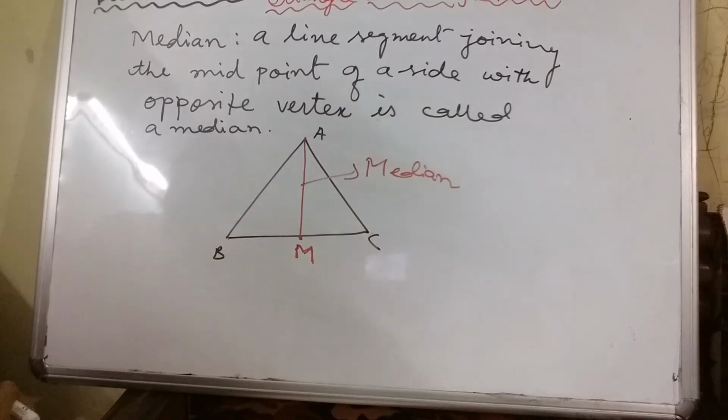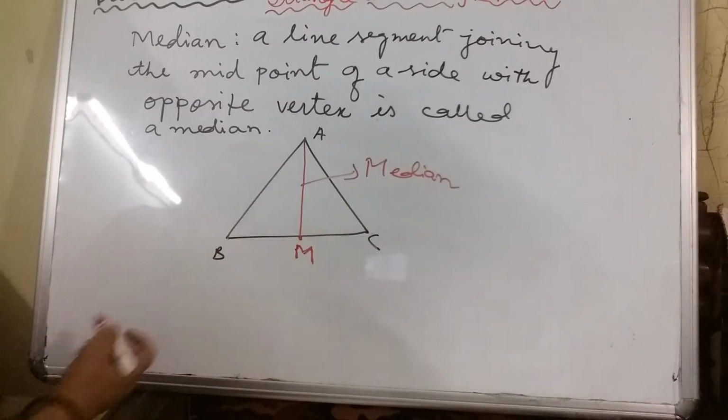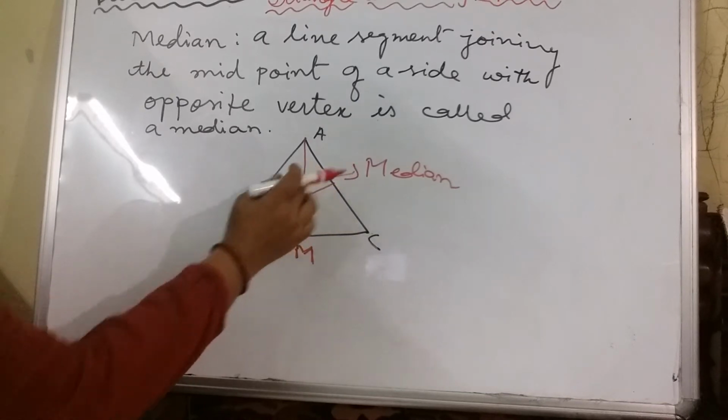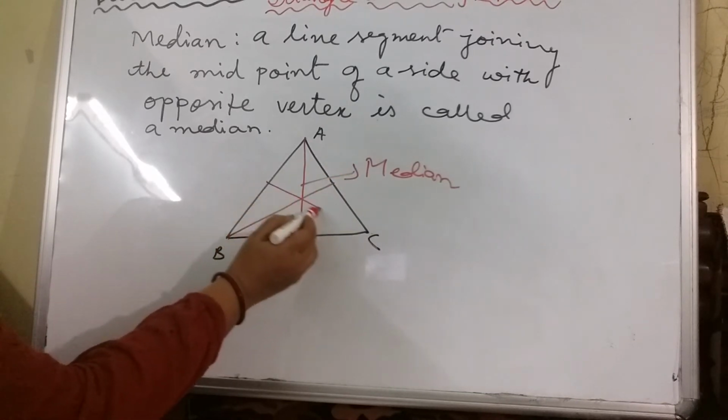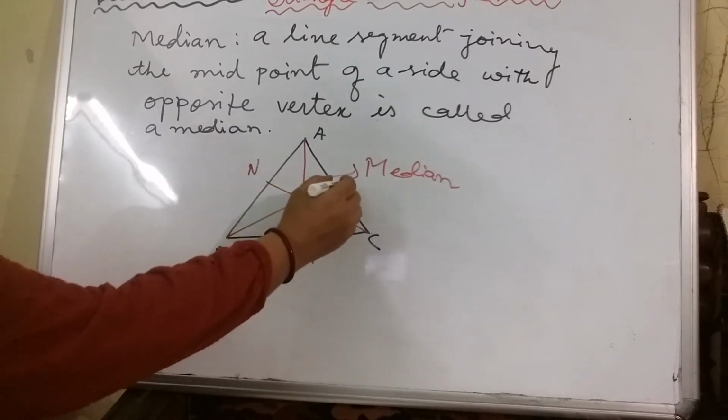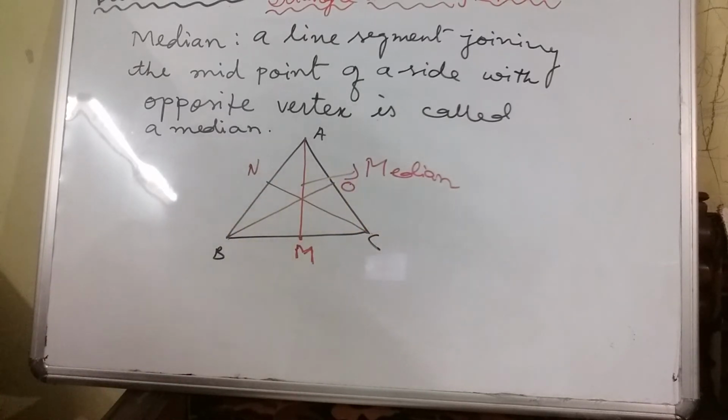Same way, how many medians will you get? You will get 3 medians. So a triangle will have 3 medians.